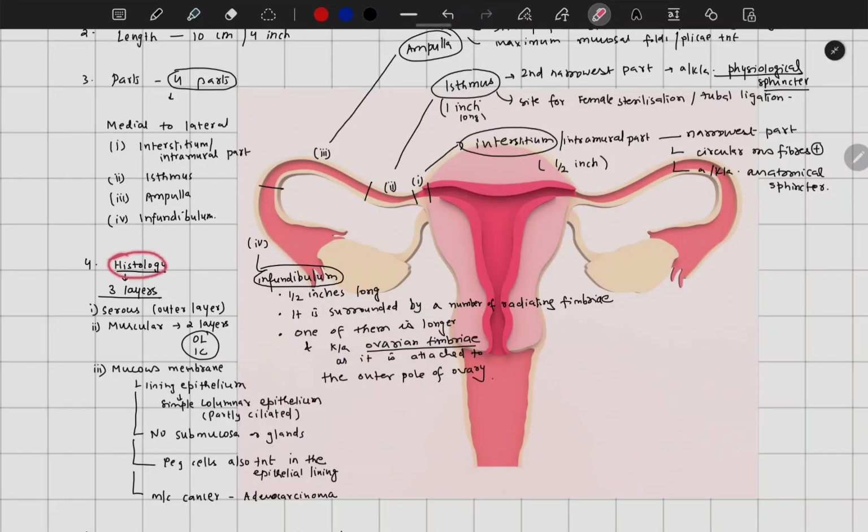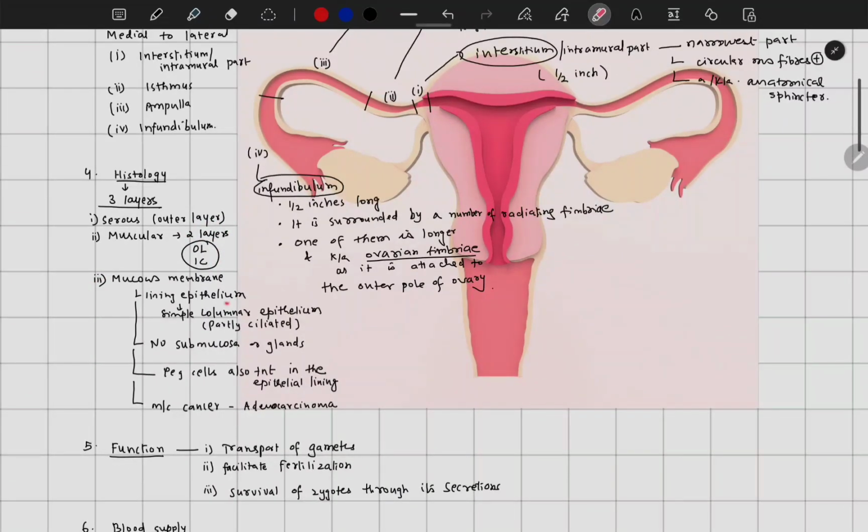Next we are going to study the histology. It has 3 layers. The outermost layer is the serous layer, and the middle layer is the muscular layer, which has 2 layers of muscles, inner circular and outer longitudinal. The mucous membrane has a lining epithelium of simple columnar epithelium, which is partly ciliated, and there is no submucosa or any glands present. The fallopian tube is lined by PEG cells, and the most common cancer that happens here is adenocarcinoma.